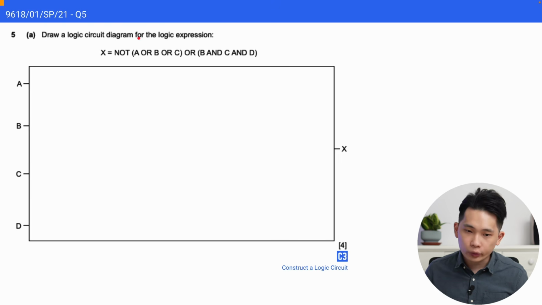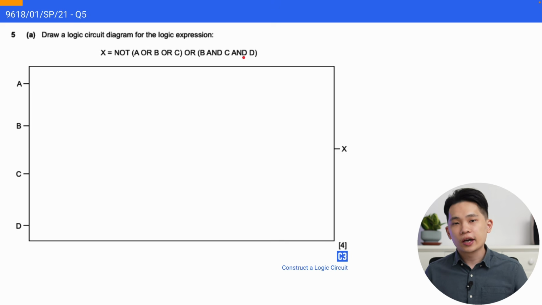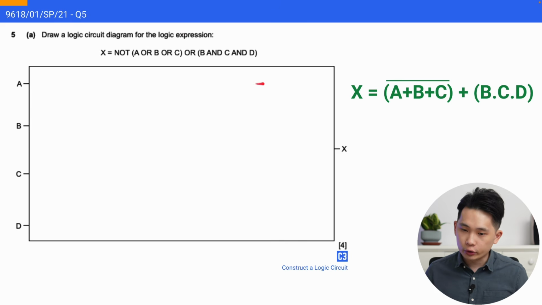In general, we use AI to do both preventive and predictive action, so always bear this in mind and you can always write the sentences accordingly. Draw a logic circuit diagram for the logic expression X is equal to NOT A OR B OR C, OR B AND C AND D. Normally, I will convert this into equation form here.